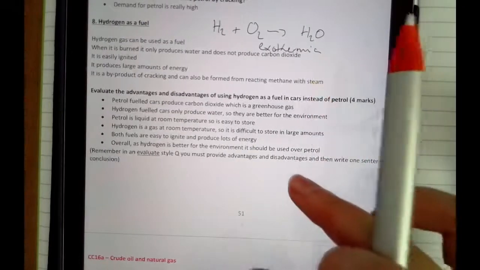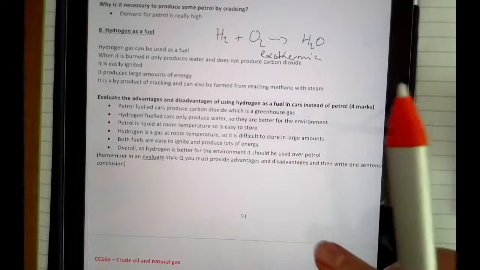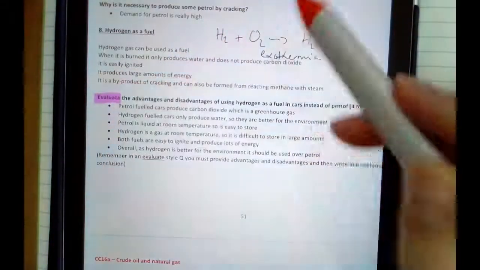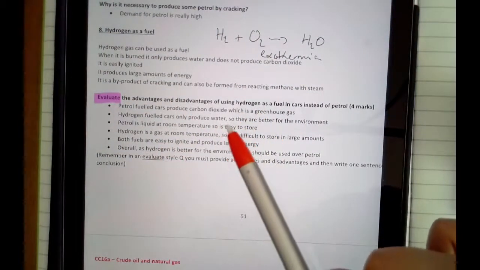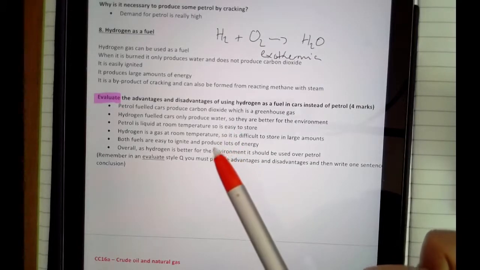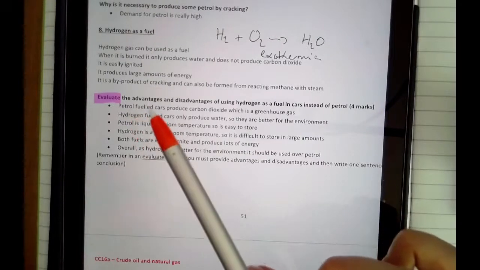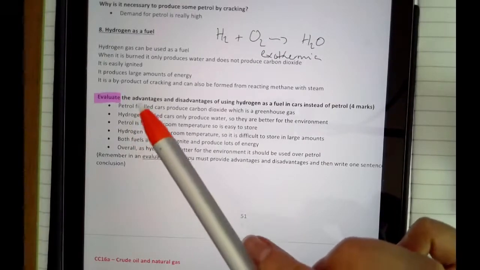So this question here asks you to evaluate the advantages and disadvantages of using hydrogen instead of petrol. Anytime you're asked an evaluate question, you need to give the advantages and disadvantages of both and then give a conclusion. It doesn't matter which side of the argument your conclusion is on, you just need one conclusion. So I've written about petrol first, okay? So petrol is a hydrocarbon. Remember, it's one of your fractions of crude oil.